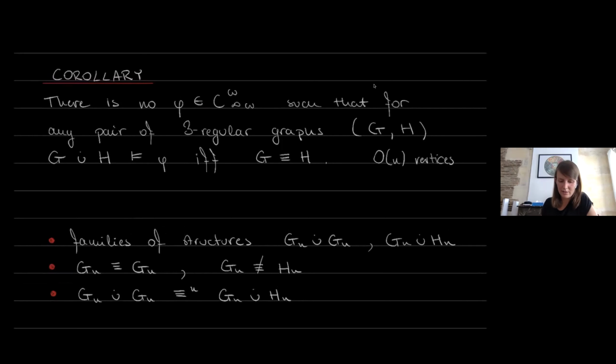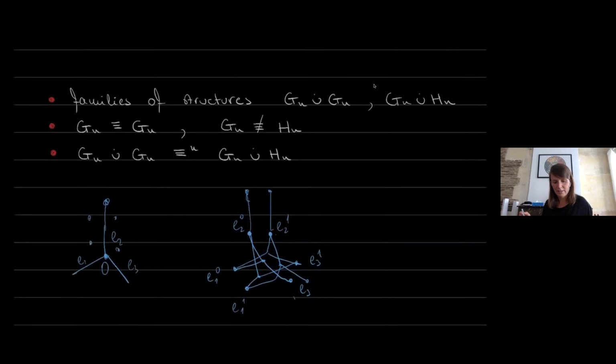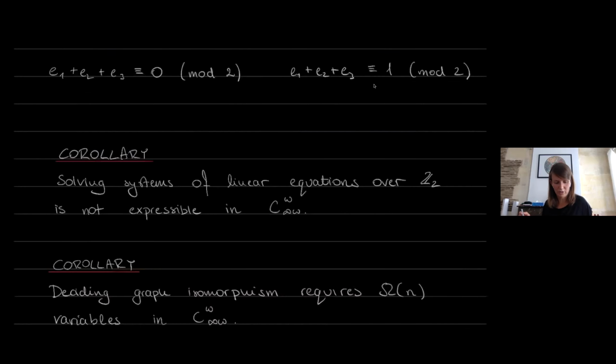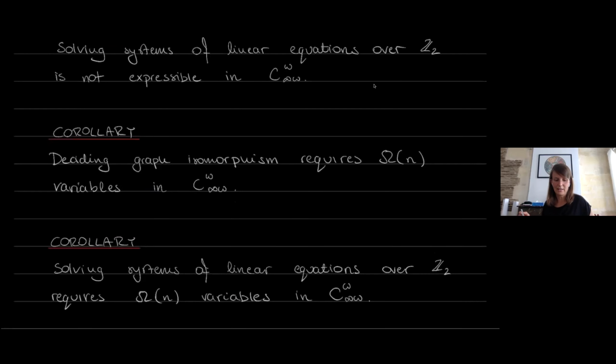So basically this corollary implies that if you now look at all graphs with at most n vertices, and you want to write a formula of this infinitary counting logic which would define the isomorphism, then this formula would have to have a linear number of variables in the number of vertices. And this is exactly what I want to express here by saying that deciding graph isomorphism requires a linear number of variables.